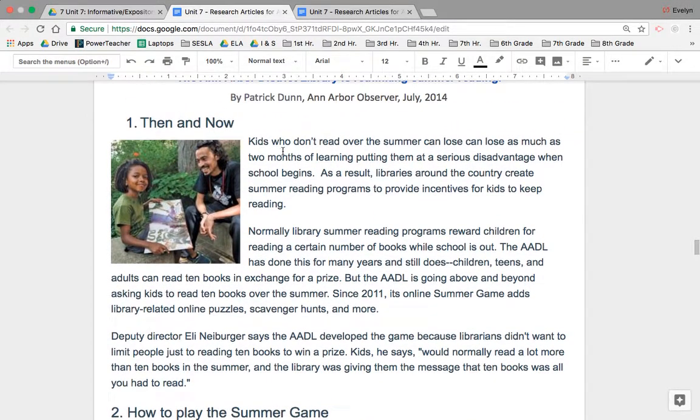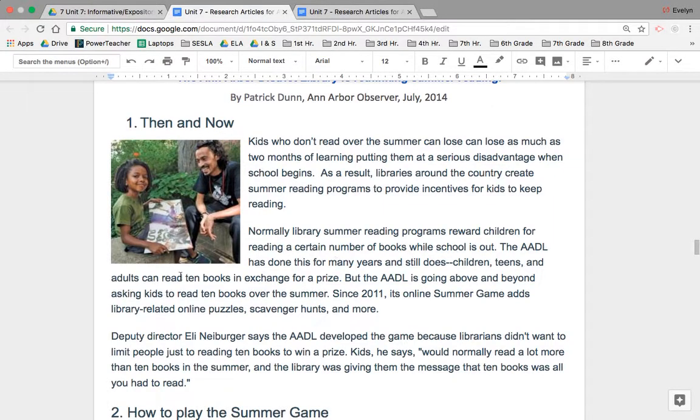Then and now, kids who don't read over the summer can lose as much as 2 months of learning, putting them at serious disadvantage when school begins. As a result, libraries around the country create summer reading programs to provide incentives for kids to keep reading. Normally, library summer reading programs reward children for reading a certain number of books while school is out. The AADL, Ann Arbor District Library, has done this for many years and still does.